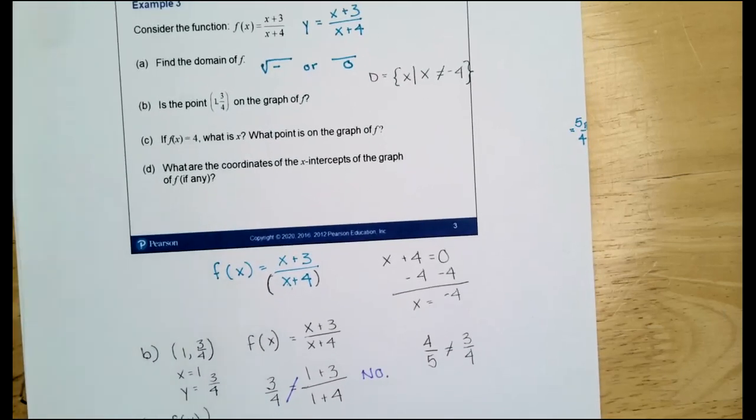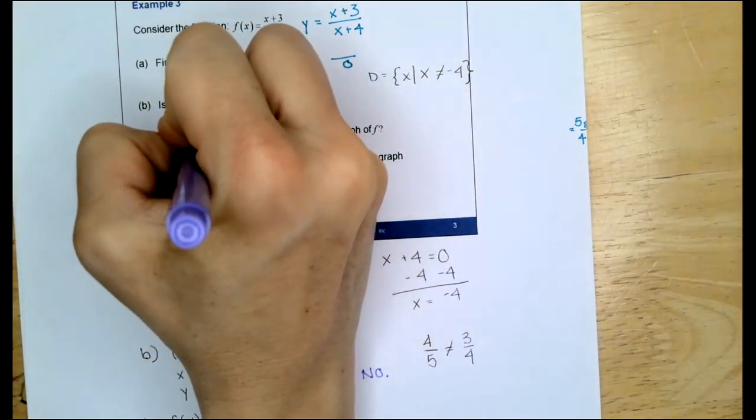Good? All right. C asks, if f of x equals 4, what is x? And what point is that on the graph of f of x? So when we look at f of x equals 4, is 4 an input or is 4 an output?